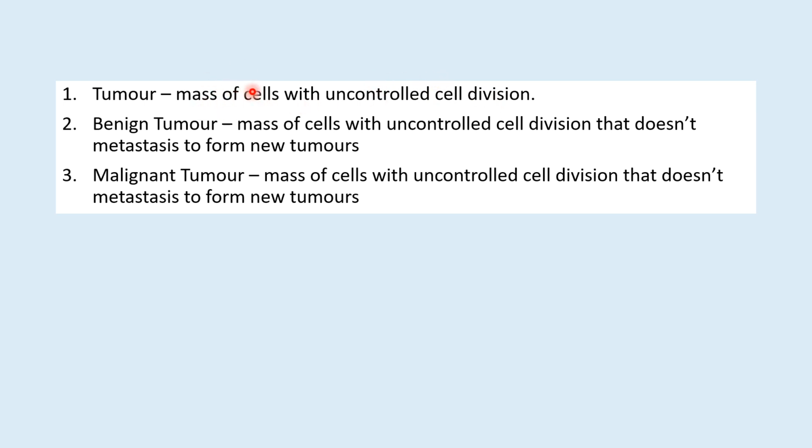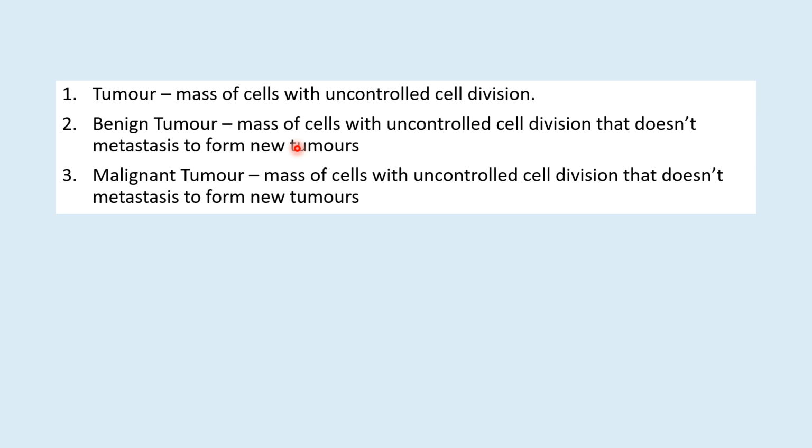So it's a group of abnormal cells. These cells normally look different. So this is a mass of abnormal cells with the feature of uncontrolled cell division. That's the tumor. You can have benign tumor and malignant tumor. Benign tumor, exactly the same definition here. It's a mass of cells with uncontrolled cell division. But what makes them benign? It does not metastasize to form other new tumors. It does not spread around the body to form secondary tumors.